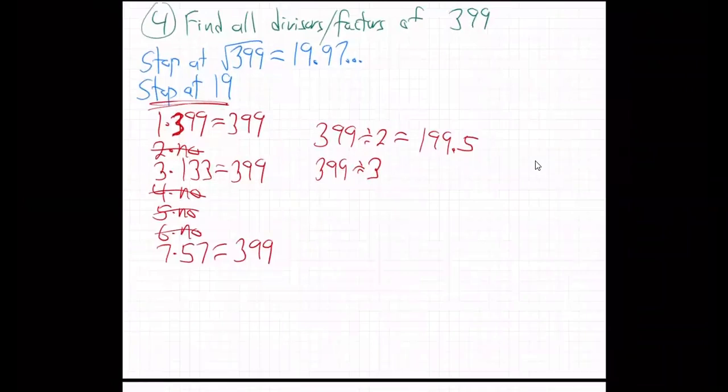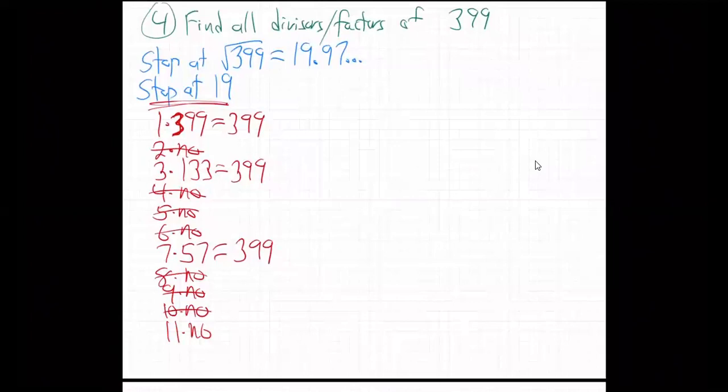Let's go to 8. 8 is a no. 9 is a no. 10 is a no. 11, I don't know. It's a no. All right, I'm going to erase this and come up here. So now on the other side, keep going. 12 is a no.